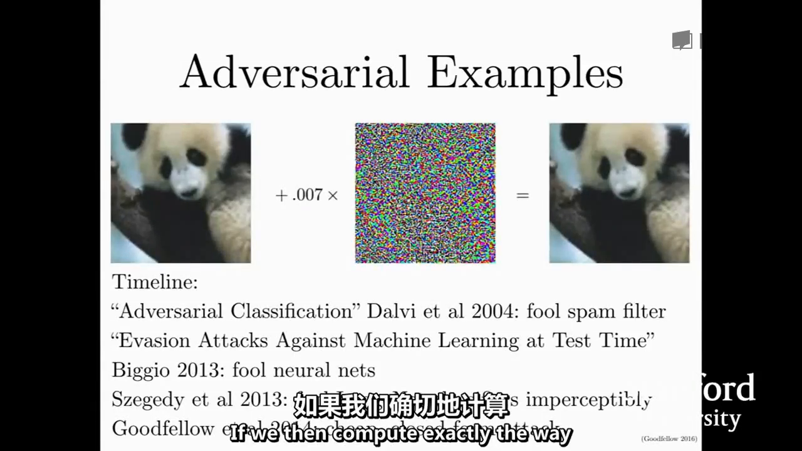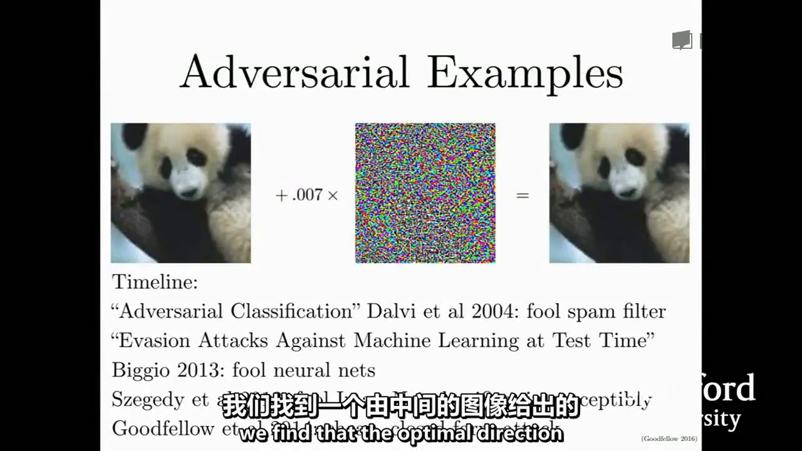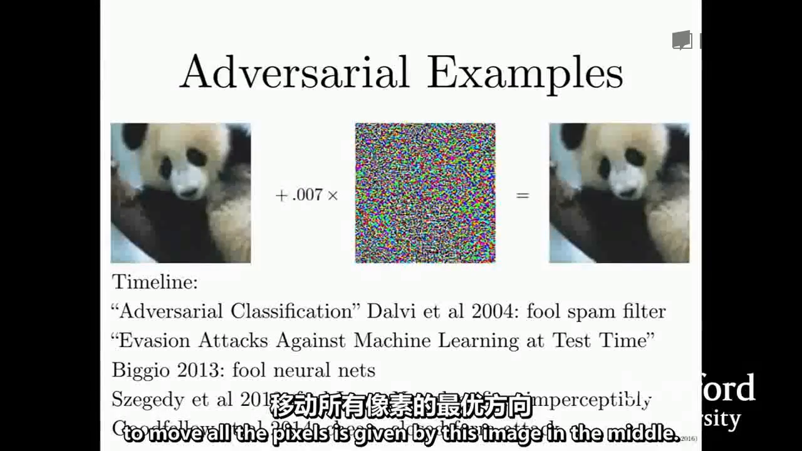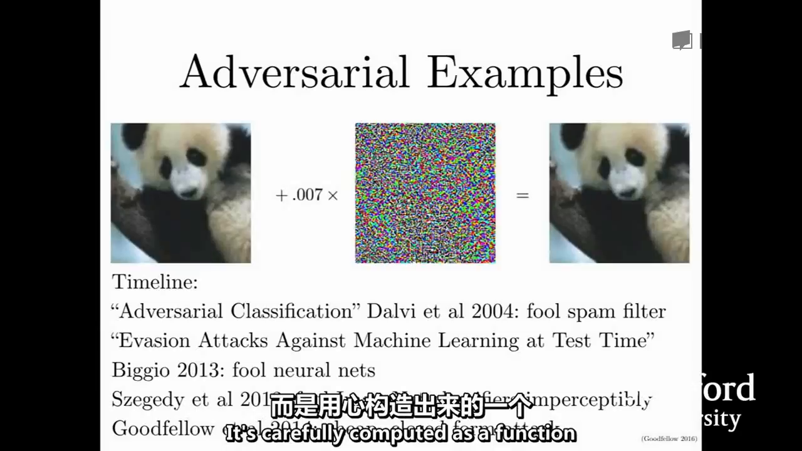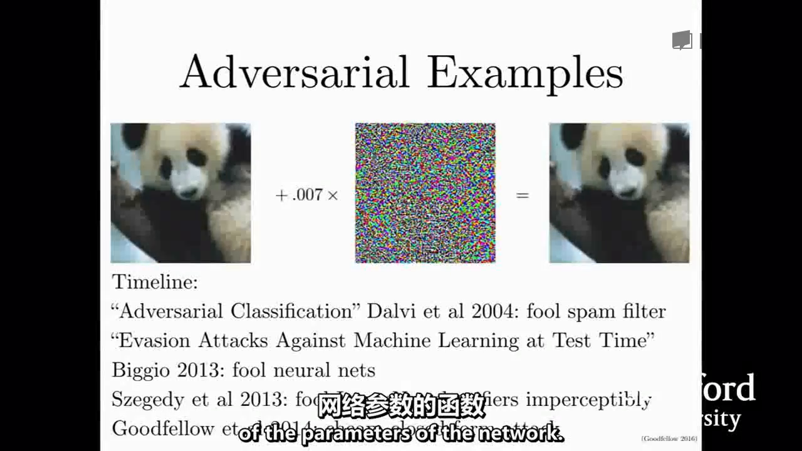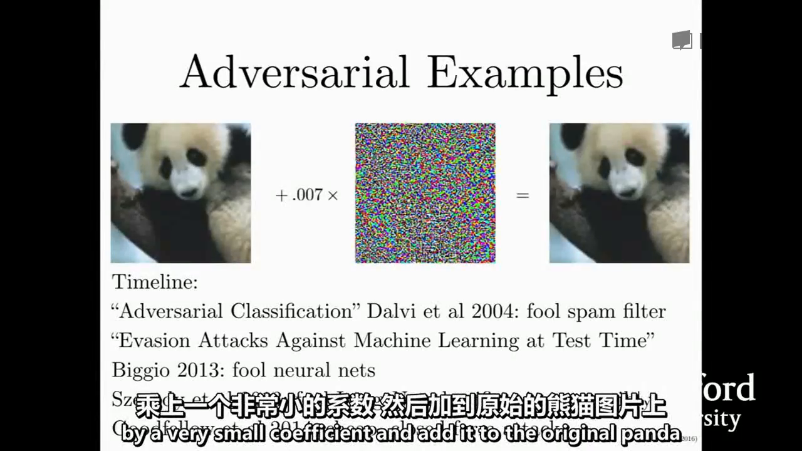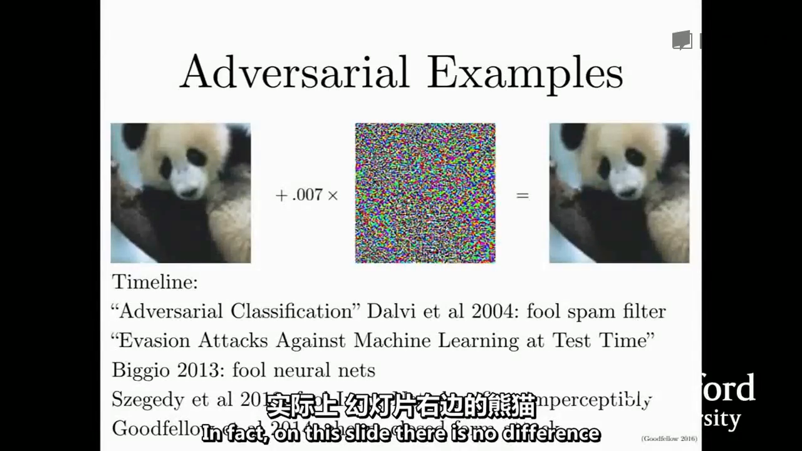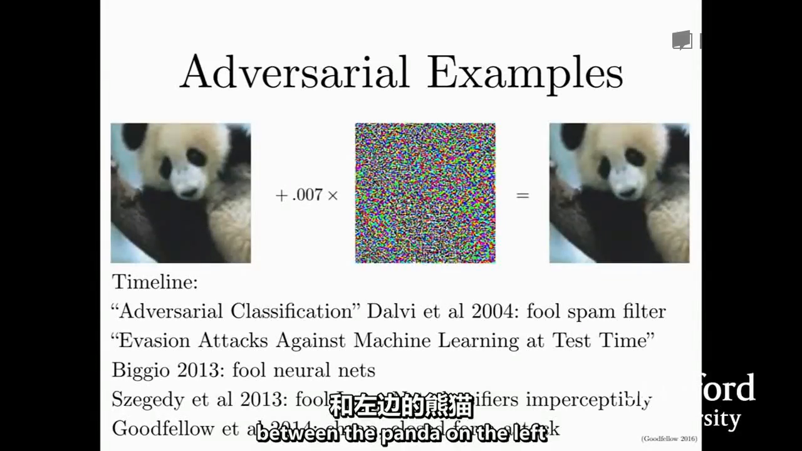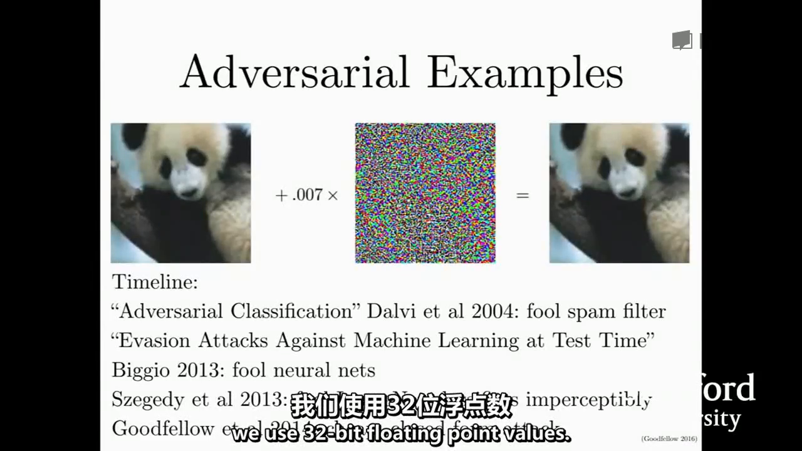If we then compute exactly the way that we could modify the image to cause the convolutional network to make a mistake, we find that the optimal direction to move all the pixels is given by this image in the middle. To a human, it looks a lot like noise. It's not actually noise. It's carefully computed as a function of the parameters of the network. There's actually a lot of structure there. If we multiply that image of the structured attack by a very small coefficient and add it to the original panda, we get an image that a human can't tell from the original panda. In fact, on this slide, there is no difference between the panda on the left and the panda on the right. When we present the image to the convolutional network, we use 32-bit floating point values.